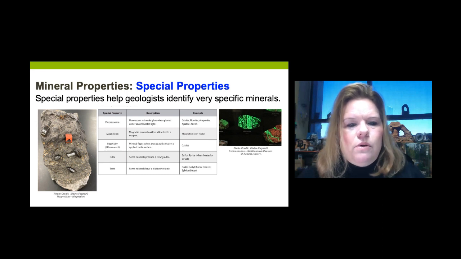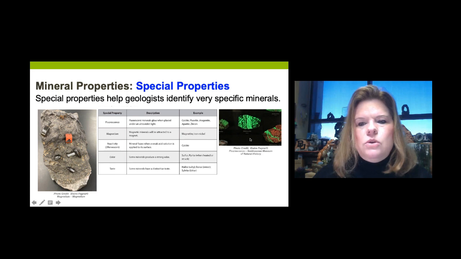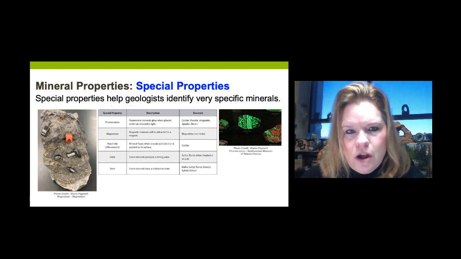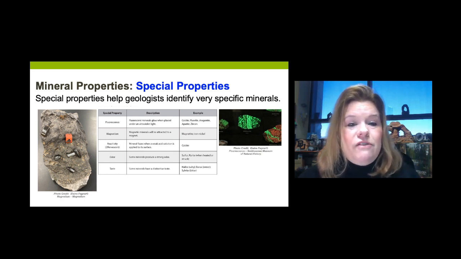Some minerals will fluoresce. In other words, like these right here, fluorescent minerals glow when they're placed under an ultraviolet light. So a lot of minerals that just look plain and dull, like calcite, for example, many forms of calcite will actually fluoresce under those conditions. Fluorite, aragonite, apatite, zircons, they can all fluoresce. We talked about magnetism. Reactivity is another one. So if you get a sample of calcite, the very first thing you would do is squeeze acid on it.